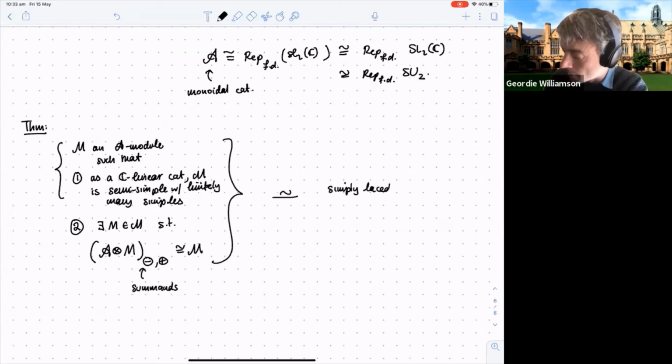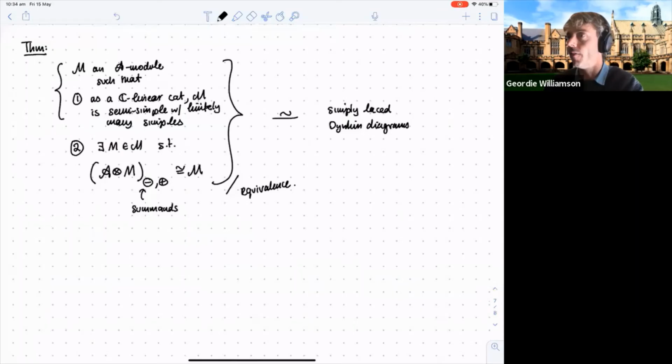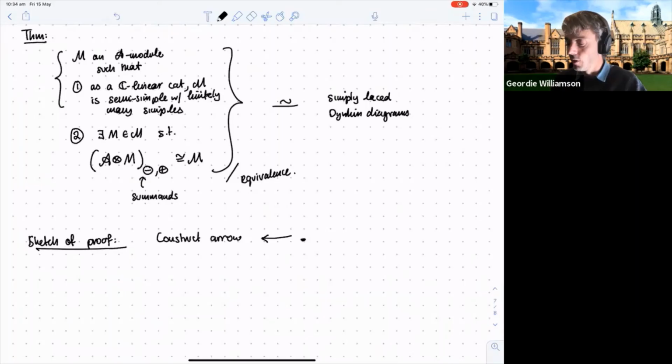And the theorem is that this is the same thing as simply laced Dynkin diagrams. So module categories for A, for representations of SL2, are classified in a very simple way. So perhaps you can already see the punchline. So, sketch of proof. First I want to construct the arrow in this direction.